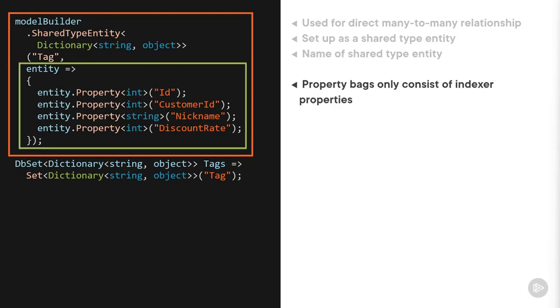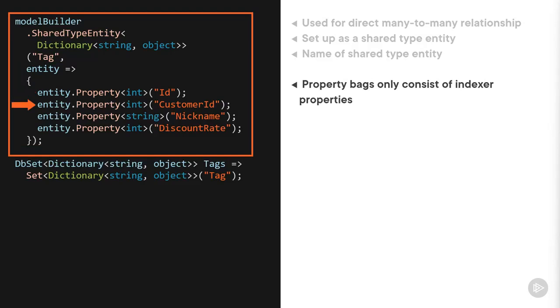Secondly, we pass in an anonymous function where we set up the properties that we would like to define on the type. Here we define an ID, a customer ID, a nickname for the customer, and finally a discount rate property. Note that by convention, the ID property will be mapped as the primary key column on the table that will be created for the Tag type that we are creating here.